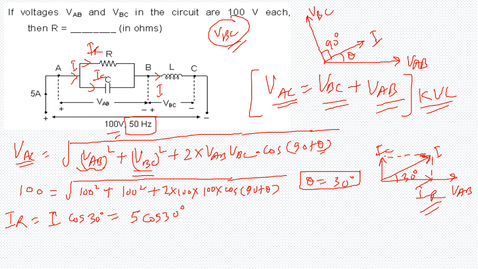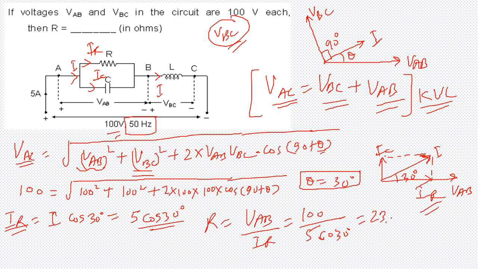Now what advantage do I have after calculating IR? I already know the voltage across this resistor, which is VAB, and I know the current IR, so the ratio will give me R. So my R is simply VAB over IR, which is 100 divided by 5 cos 30 degrees. This is the value of R, and if you calculate this, it comes out to be 23.09 ohms.